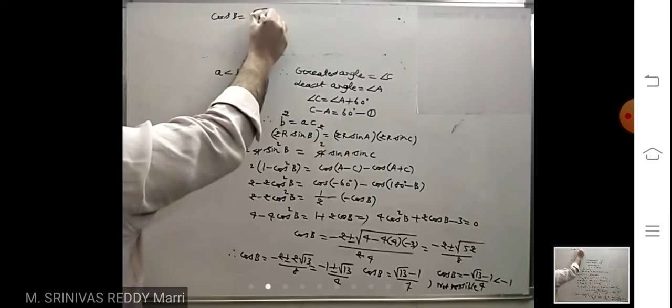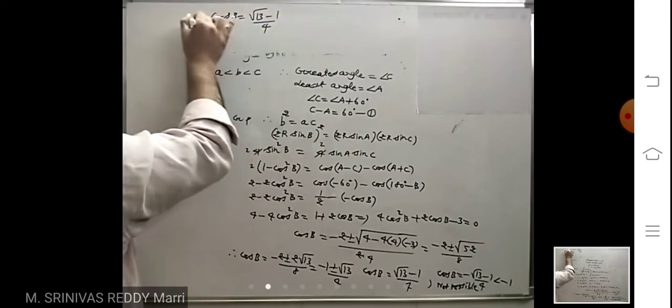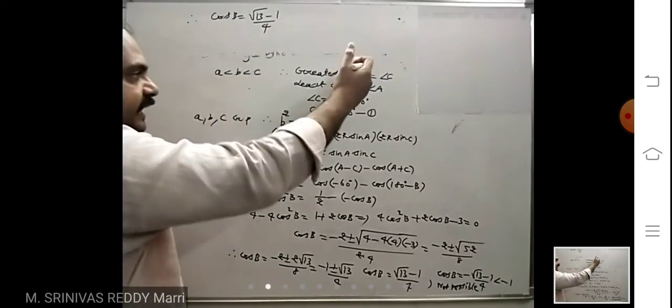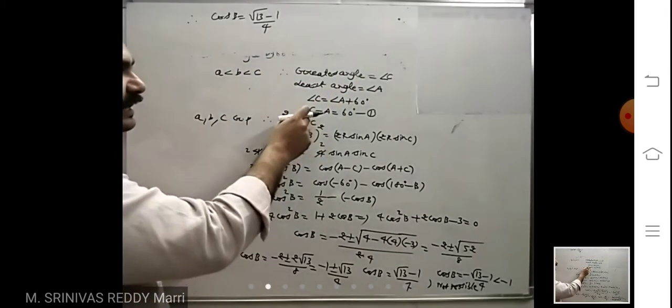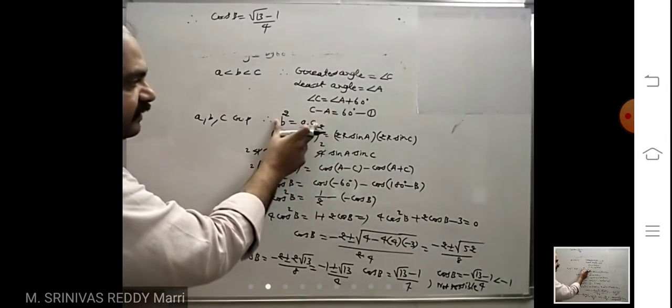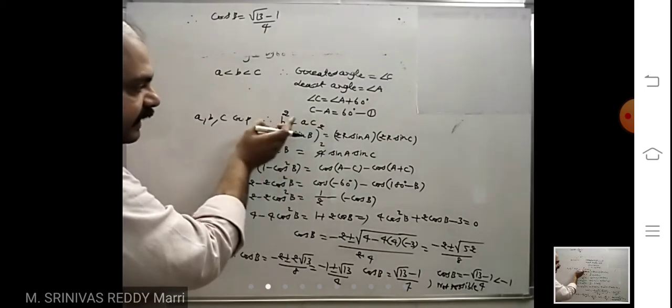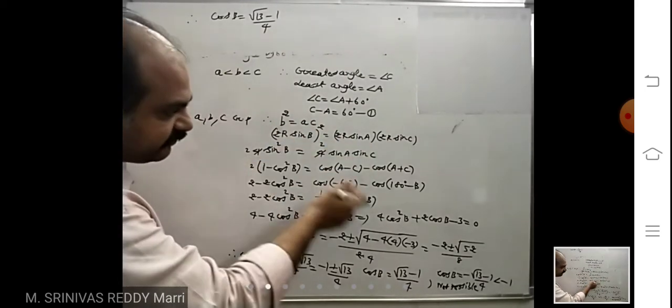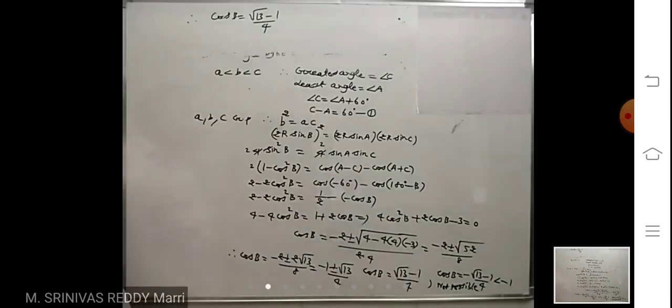It is nothing but root 13 minus 1 divided by 4. Like that. You decide which one will be the greatest angle, which one is the least angle, and then use the relation. The relation is given, and b square equal to AC is given. So by converting into sine, by using sine rule, after that you have to calculate what is cos B.